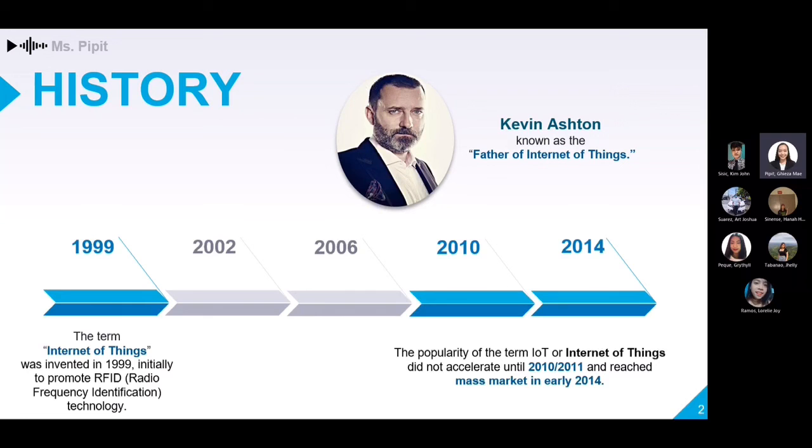He had a purpose to promote RFID, since the Internet was the hottest new trend during that time. But unfortunately, even though Mr. Ashton got the interest of the executives in the company in his idea, the term Internet of Things did not accelerate for the next 10 years. Not until the year 2010, the term Internet of Things slowly got popular, and eventually, by the year 2014, the Internet of Things reached the mass market, and up until now is continuously evolving. Next po.